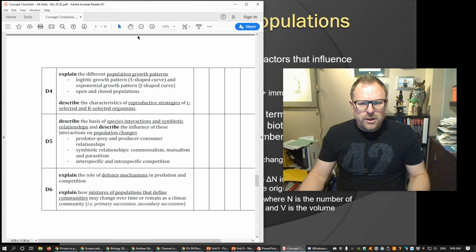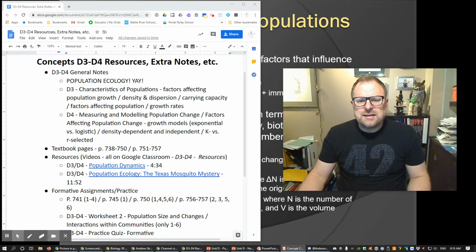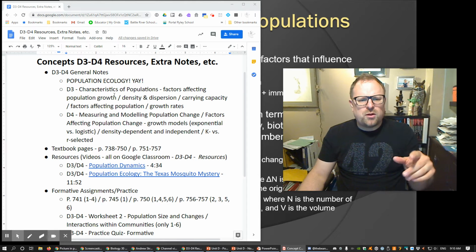So here we go. That's what we're working on today. Just a couple of highlights for us. I've run through all of this, and these are just my notes over here. You've got your textbook pages.